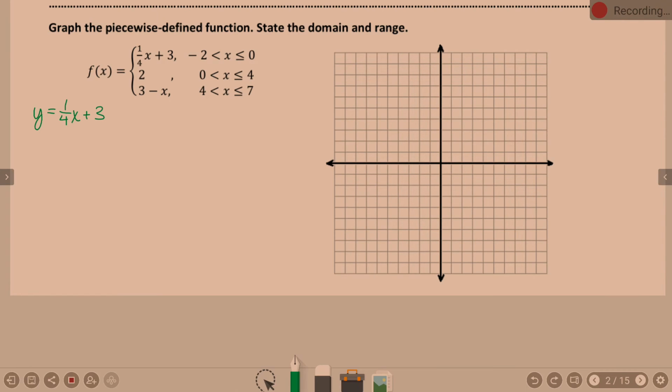Y-intercept is 3. So I'm going to at least have to think about a point at 3. I don't know whether it's going to be part of my graph or not. I haven't looked at my domain. And a slope of 1/4. And what's my phrase for slope? Rise over run.